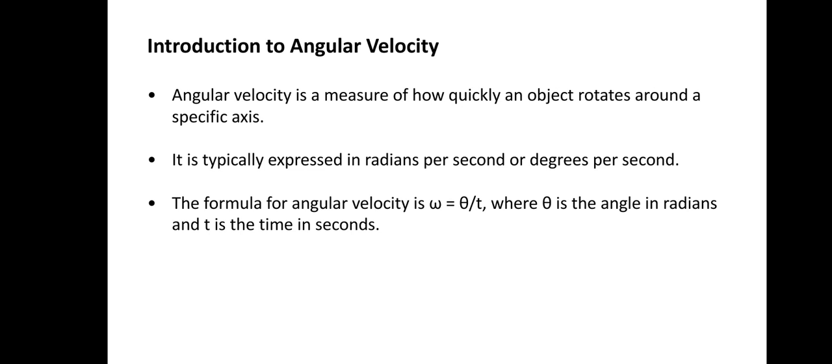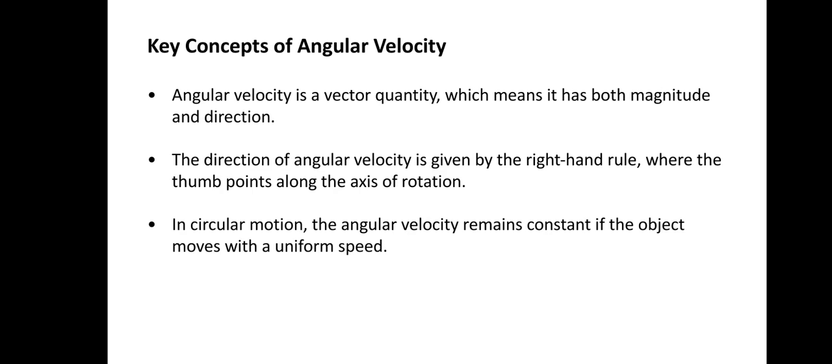Introduction to angular velocity. Angular velocity measures how quickly an object rotates around a fixed axis. It is typically expressed in radians per second or degrees per second. The formula is angular velocity ω = θ/t, where θ is the angle in radians and t is the time in seconds.